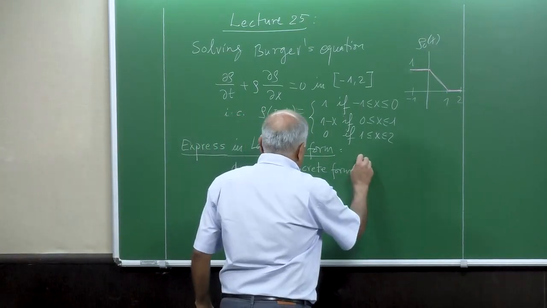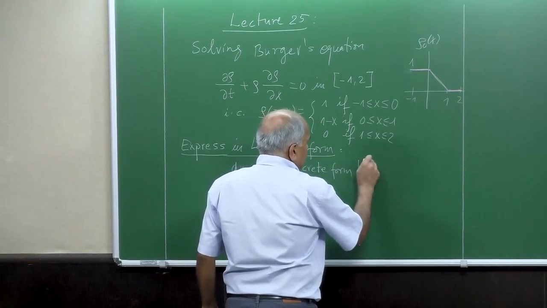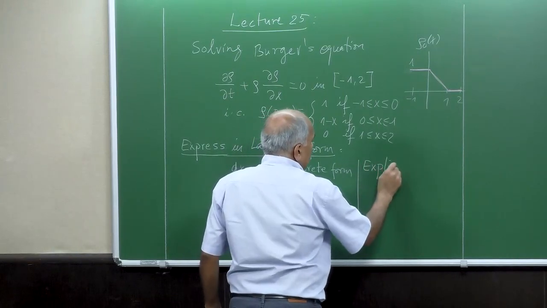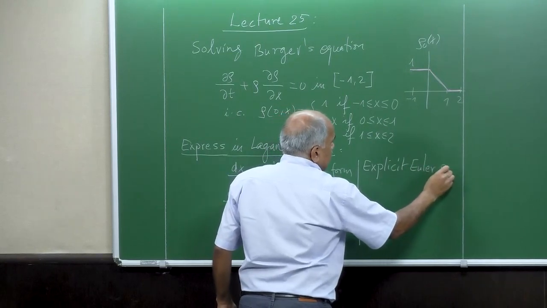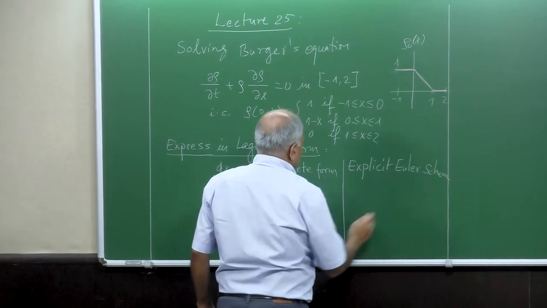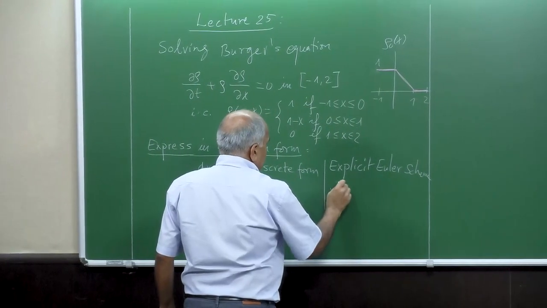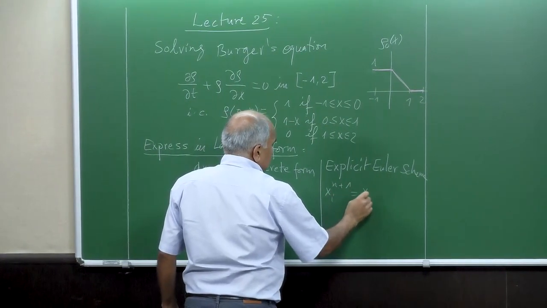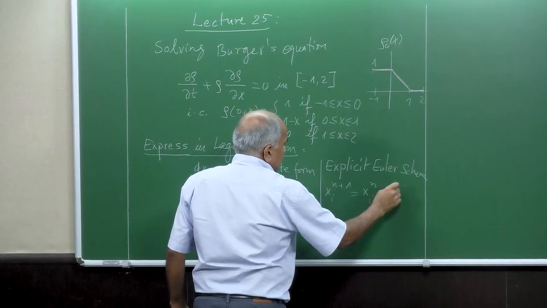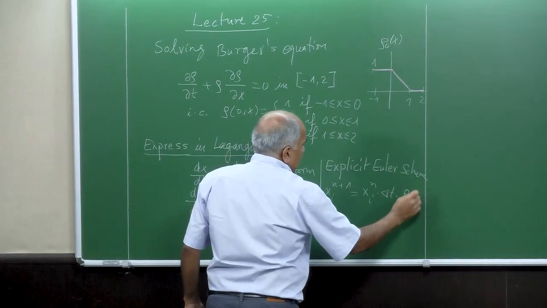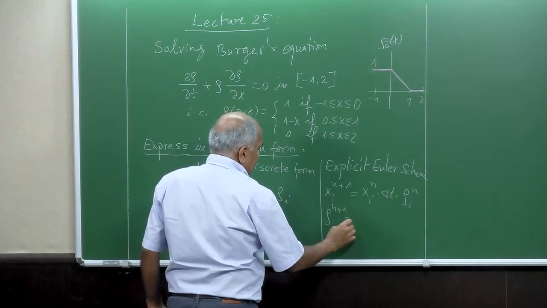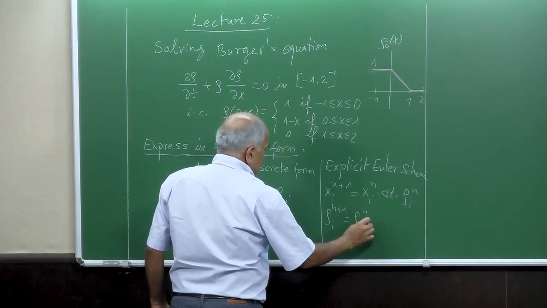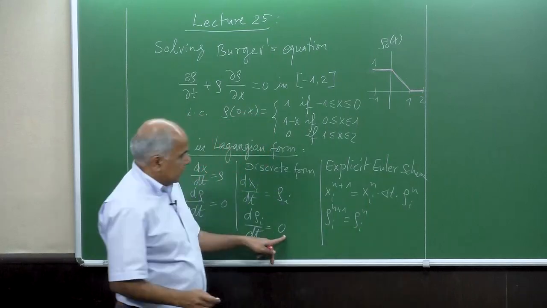And now the explicit Euler scheme is: xi n plus 1 is equal to xi n plus delta t times rho I of n, and rho I of n plus 1 is rho I of n. So the second part is 0.